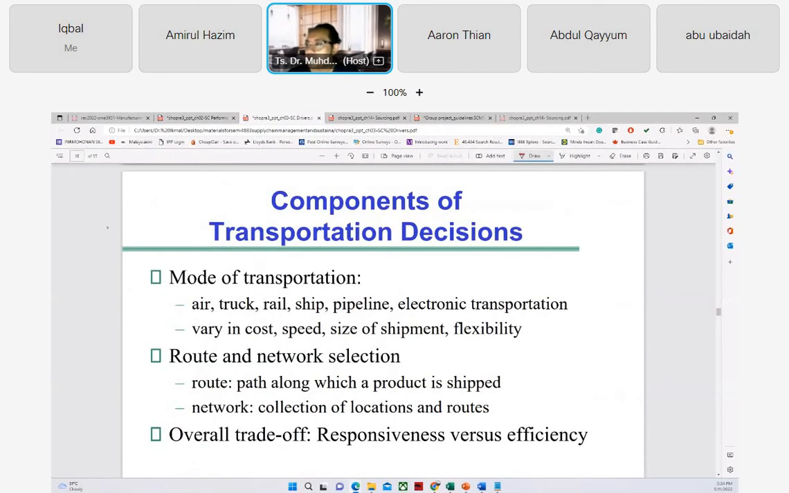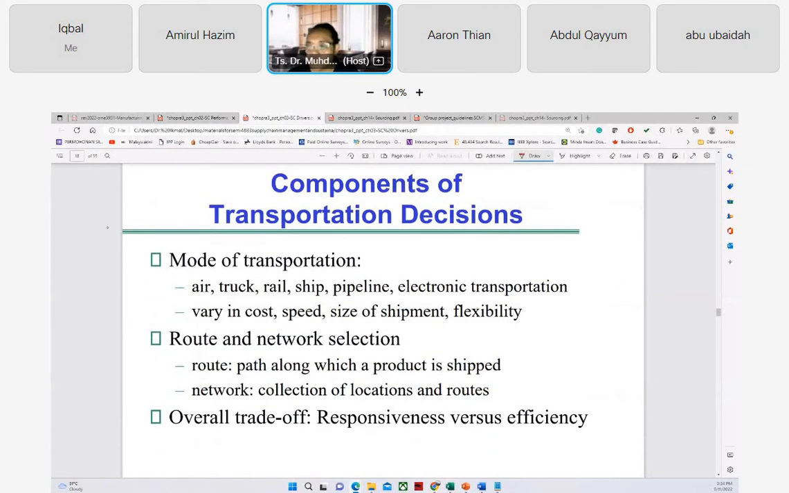So the first component of transportation decisions is the mode of transport. We are going to learn about this, right? So let's say, for example, truckload, TL, and also less than truckload. Is it necessary for you to order a truckload or not? There will be a calculation on that.